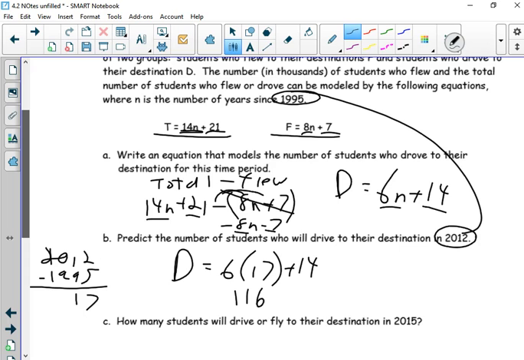But that's not the answer. Because it says the number in thousands of students who flew and the number who drove. So, how many students? 116,000 students. Remember, word problem, word answer. Okay? 116,000 students, not 116. That's not the answer.